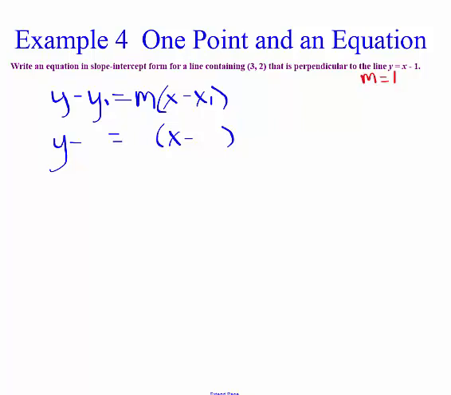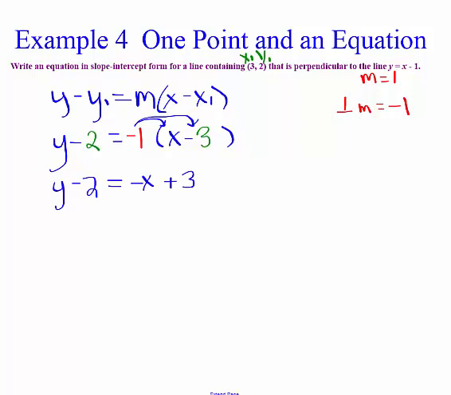Okay, so looking at the line that they gave us, the slope is 1. There's nothing in front of the x, so that means the slope is 1. And I need the perpendicular slope. The perpendicular slope to 1 is -1. So I'm going to use -1 for my m. And now I'm going to plug in the points that they gave me, my x1 and my y1. So I have 3 is my x1, 2 is my y1.